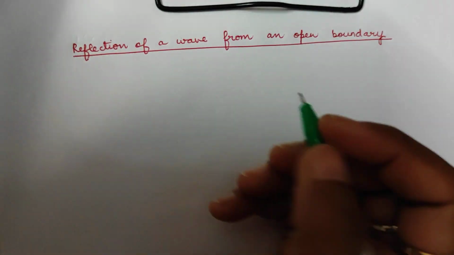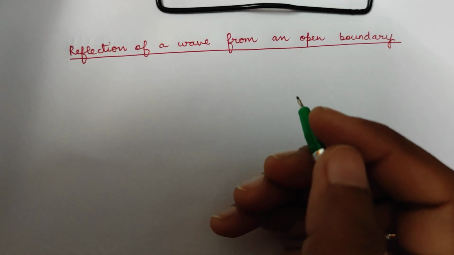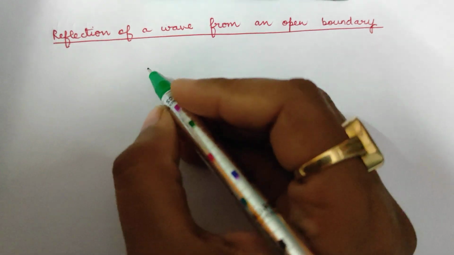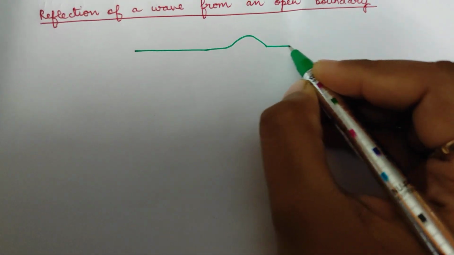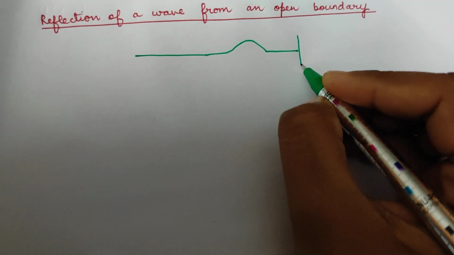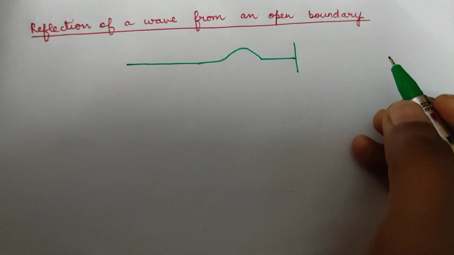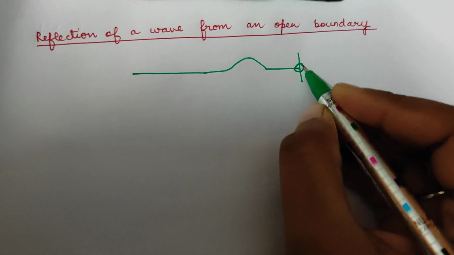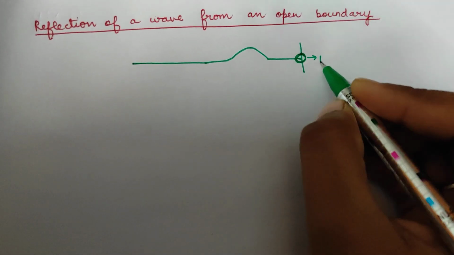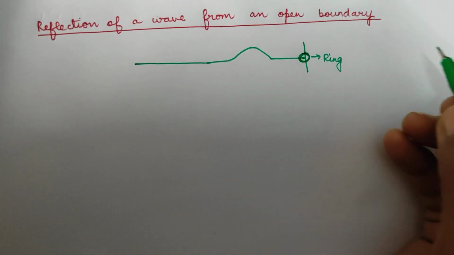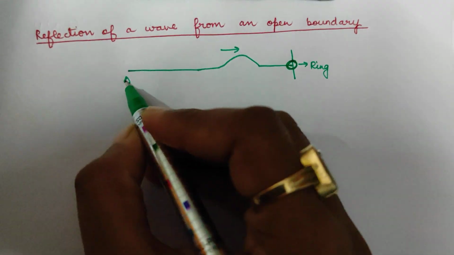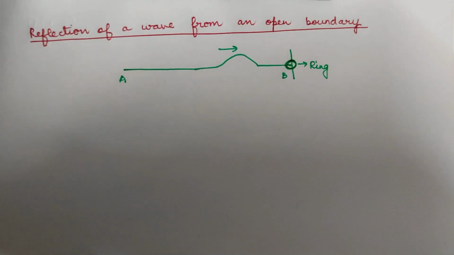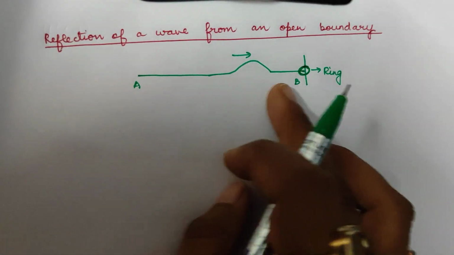Now students, the next topic is reflection of a wave from an open boundary. Consider a string attached to a boundary, or to an end, in which a ring is attached. Let us say the ring is attached to this boundary, and we give a sudden jerk to this string such that the wave travels in this direction.